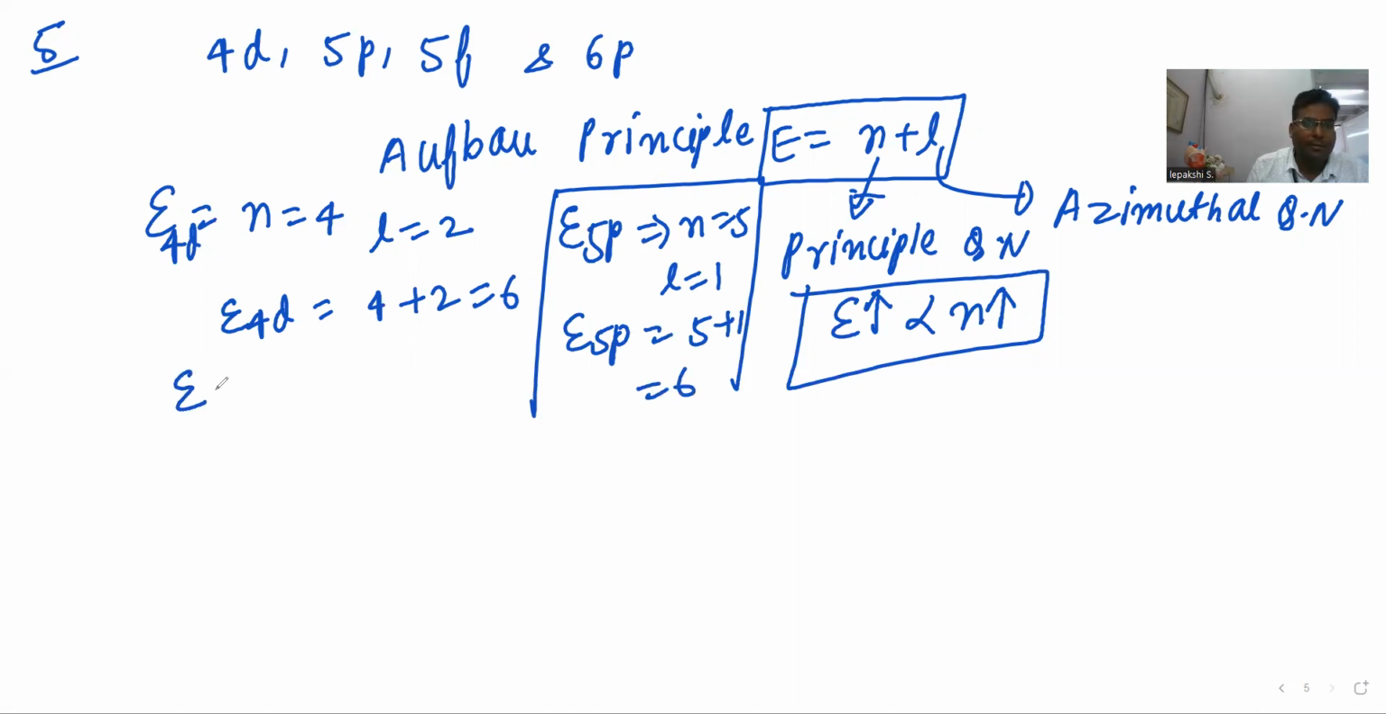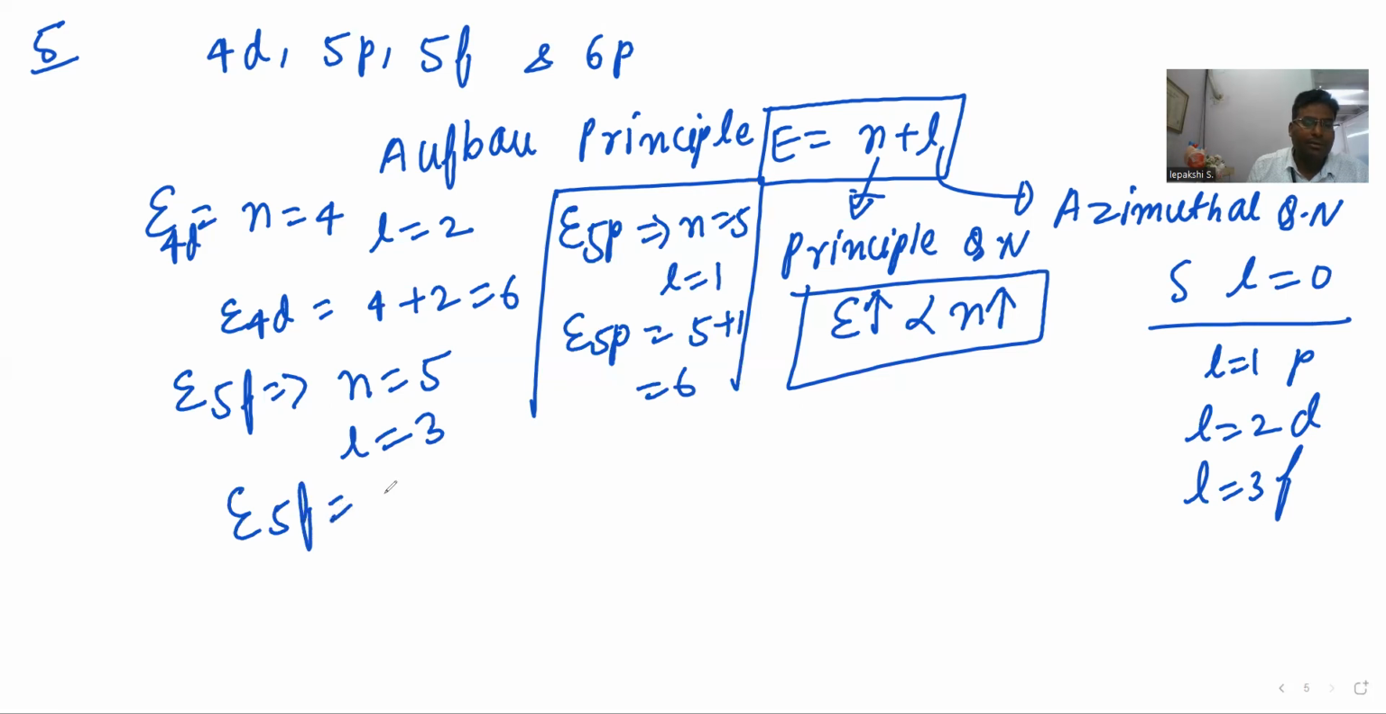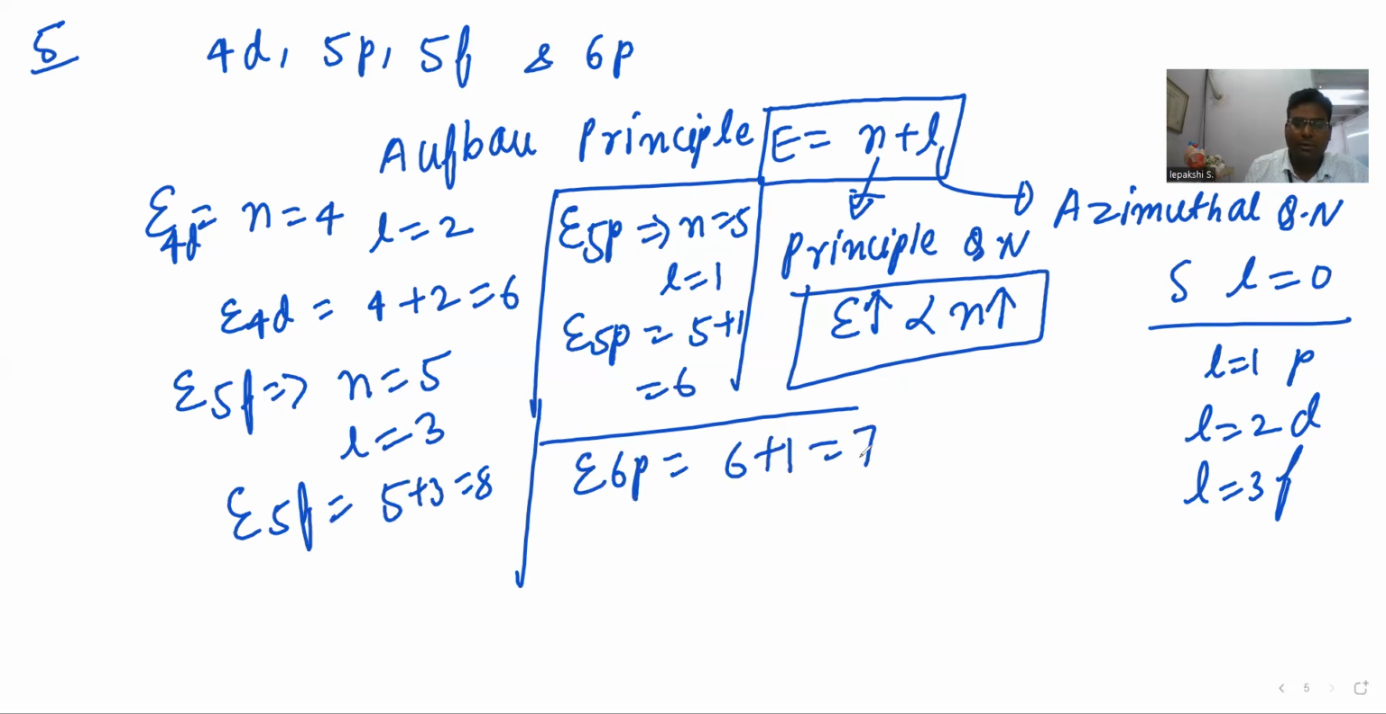Right. And energy for 5F will be what? n is 5, l is what? As we know, l is 0 for S, 1 for P, 2 for D, and 3 for F. So I will use 3 for finding energy in 5F. So it will be 5 plus 3, that is equal to 8. Next is energy of 6P. So it will be 6 plus 1, so it is equal to 7.